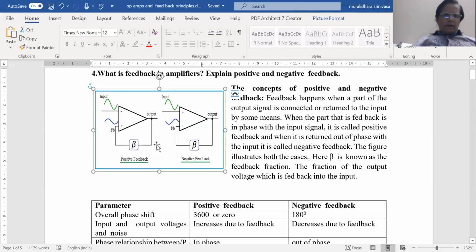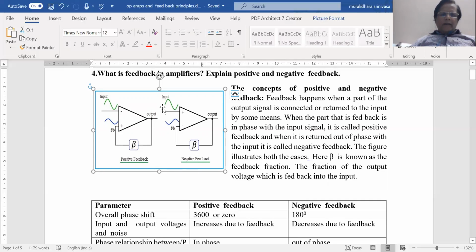We are returning the output to the positive or the non-inverting terminal, which is as it is 180 degrees out of phase with the input. So here this beta is called the feedback fraction, and the output is being returned now in phase with the input. So what happens? We have here a case of positive feedback.